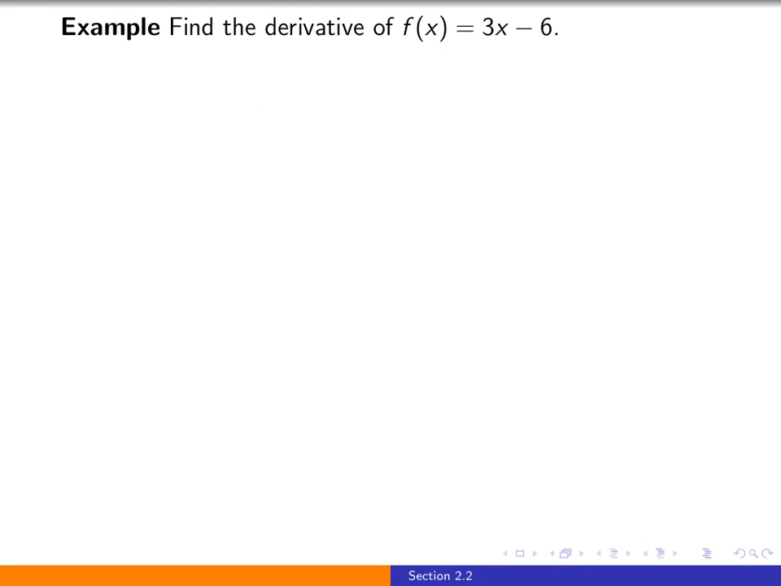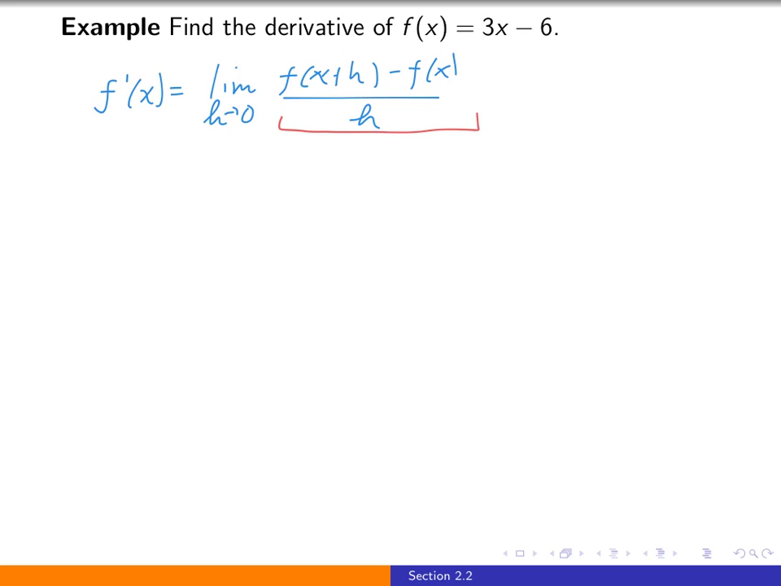Let's find the derivative of the function f of x equals 3x minus 6. So using the formula that we have from the previous slide, f prime of x is equal to the limit as h approaches 0 of the quantity f of x plus h minus f of x all over h. Now, a bit of terminology. This quantity that we are taking the limit of is something that we encountered previously. We refer to this as the difference quotient.